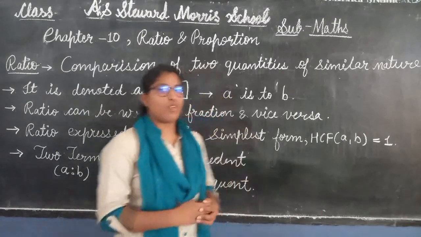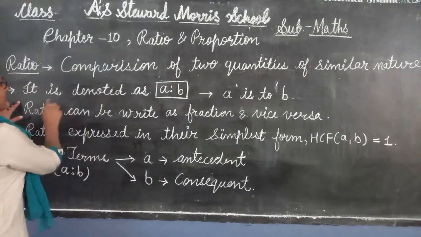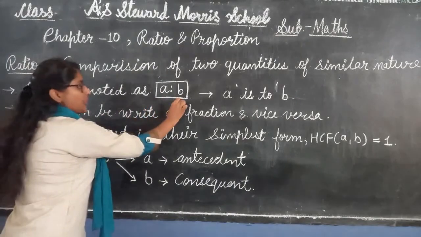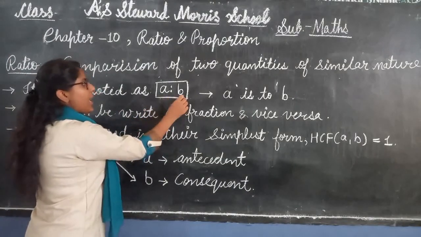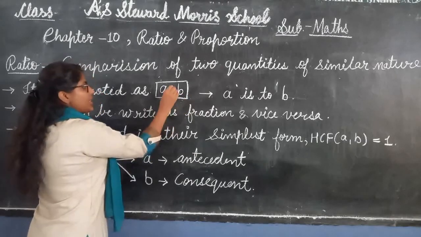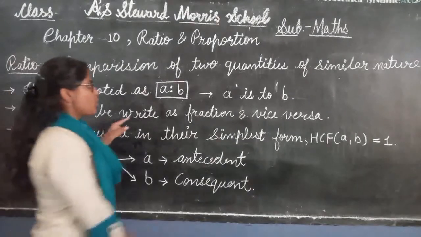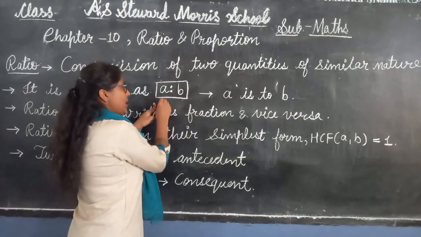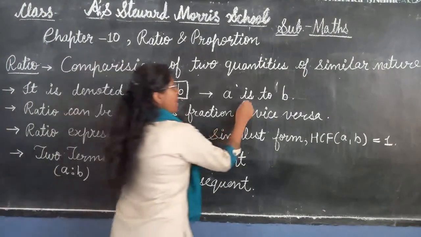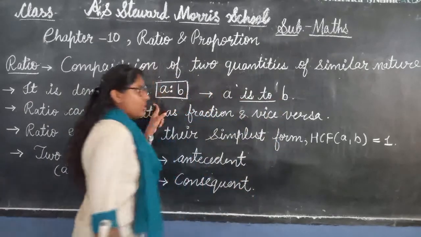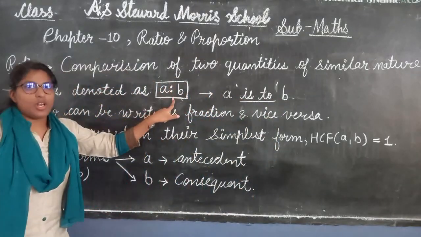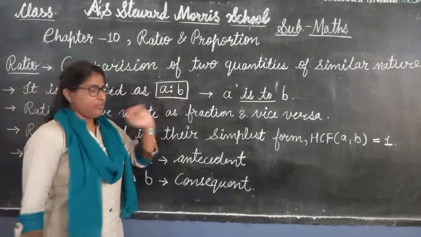How do we express in the form of ratio? See here, it is denoted by A is to B. A is a quantity and B is another quantity. In that situation, we are putting these two dots. So, how do we read it? A is to B. For these dots, we pronounce A is to B.